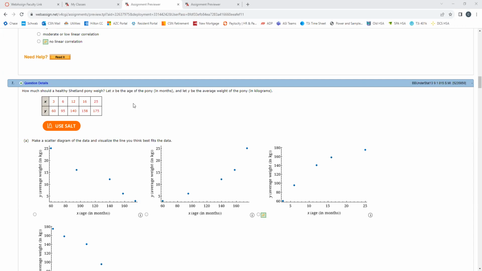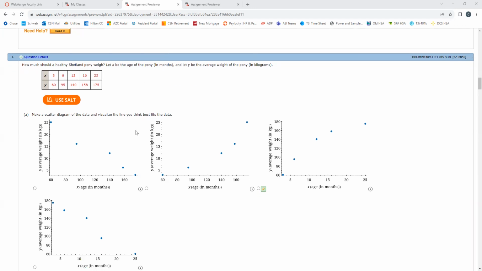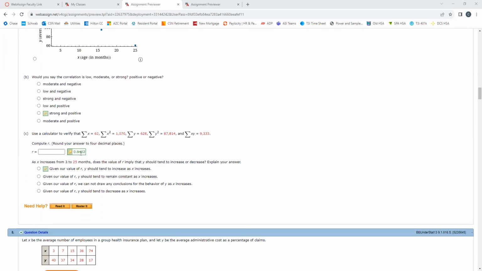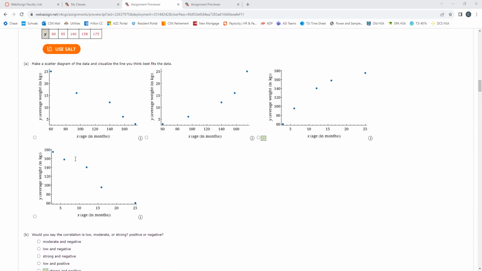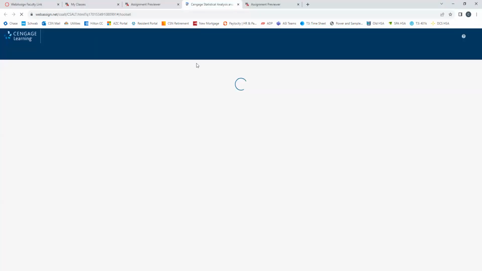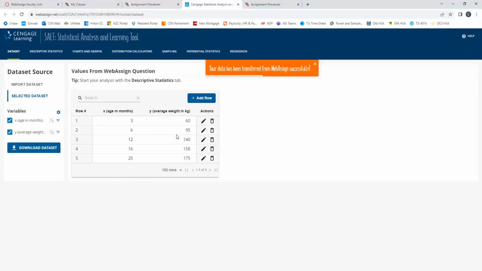Let's take a look at a problem like number 7 here, where we have some X data, we have some Y data, and it's asking us to make a scatter plot, determine the correlation, find the correlation coefficient, and things like that. That can be challenging to do by hand. The scatter plot may not be too challenging. So we still want to go up here and use SALT to make our lives easier. It plugs everything in here for us.